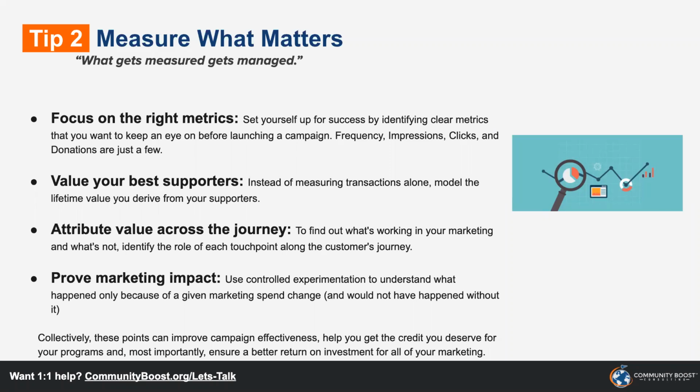And then lastly, you need to prove marketing impact. We'll get into this in tip 4 about A/B testing, but it's really important that you use controlled experimentation to understand what's happening in your campaigns and what's actually causing those results. For example, are you upping the budget? Are you testing a new type of creative? Are you targeting a new user? Those are things that you need to be tracking. Otherwise, you're kind of flying in the dark when it comes to optimizing and making your campaigns better. Collectively, these points can improve campaign effectiveness, help you get the credit you deserve for your programs, and most importantly, ensure a better return on investment for all of your marketing. And I'll pass it on to Ernie for tip 3.